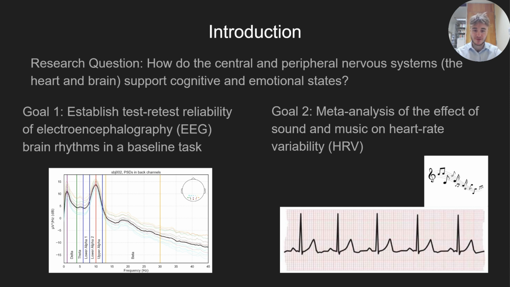The first goal of this research was to establish test-retest reliability of electroencephalography, EEG, brain rhythms in a baseline task. The baseline task we used was sitting participants down and having them watch a relaxing 5-minute video that depicted ocean life. And the second goal of this research was a meta-analysis of the effect of sound and music on heart rate variability, HRV.